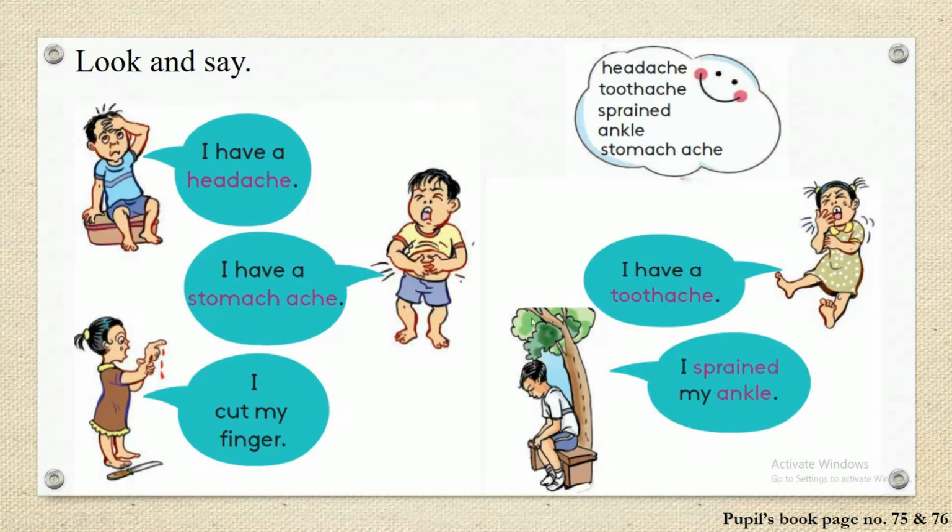Next one. There is a boy. Yes. Is he happy or sad? Sad. He is sitting on the bench. Now look at his leg. What happened? Yes, let's read his speech bubble. I sprained my ankle.